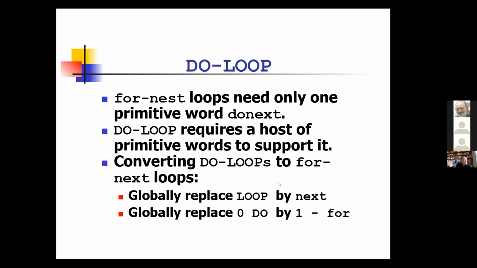And this is a comment on do loop. For next loop needs only 1 primitive word, do next. So to implement all the loops, you only need the 1 primitive word. But do loops require a host of primitive words to support it. So it's very complicated. And this is the reason why I never wanted to put the do loop in the eForth.